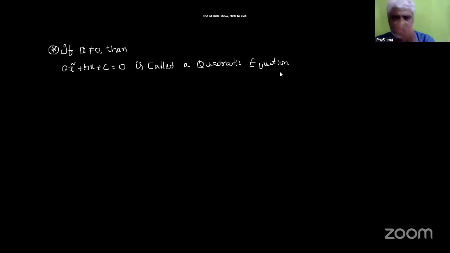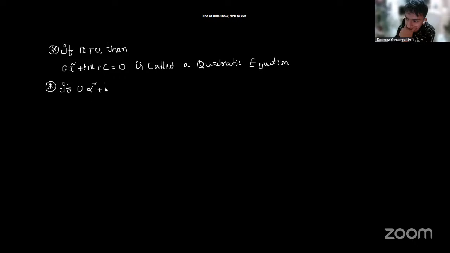You also take the notes. And the points. See, second point. If we write alpha in the place of x, what happens? A alpha square plus b alpha plus c is equal to 0. What is the difference between these two equations? In that equation, x is replaced by alpha, right?